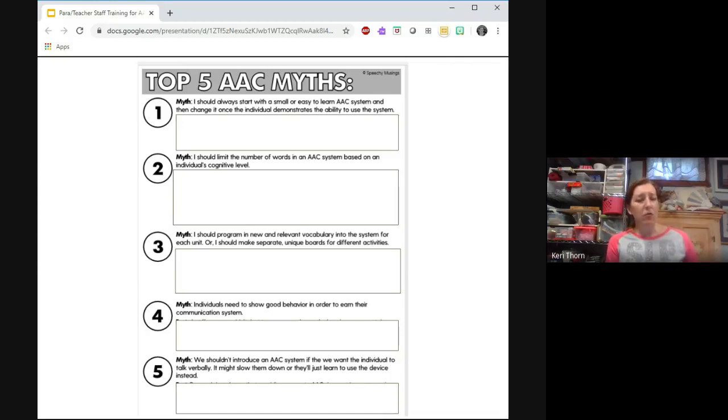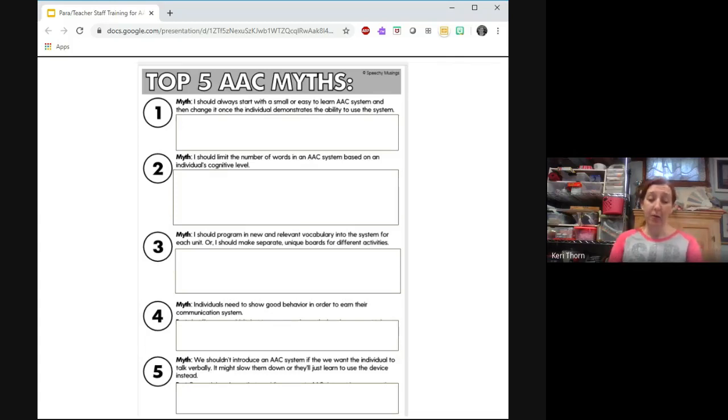And a lot of times when students are acting out, it's because they don't have the communication to get their needs met in appropriate ways. So we have to look at it really case by case and how we can best suit the needs of the student.